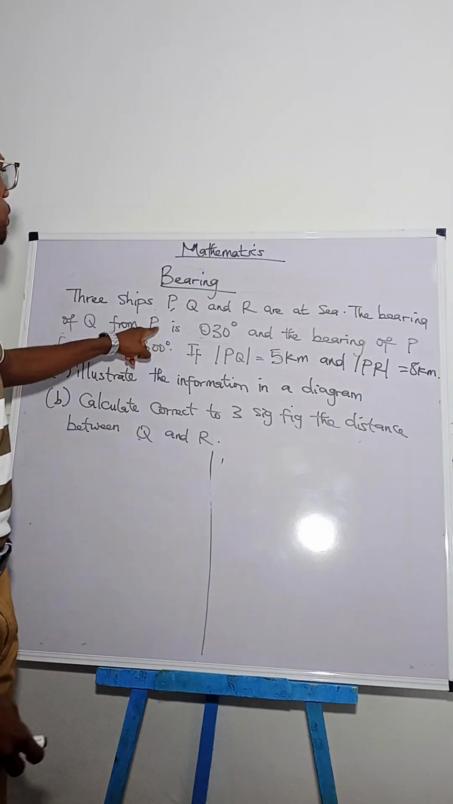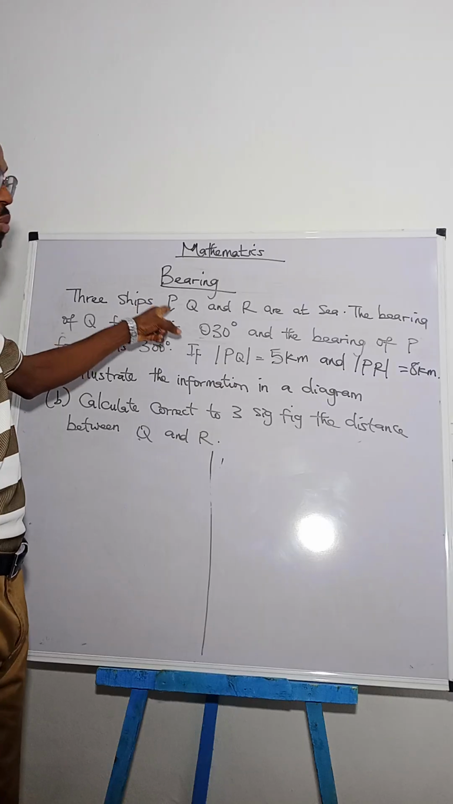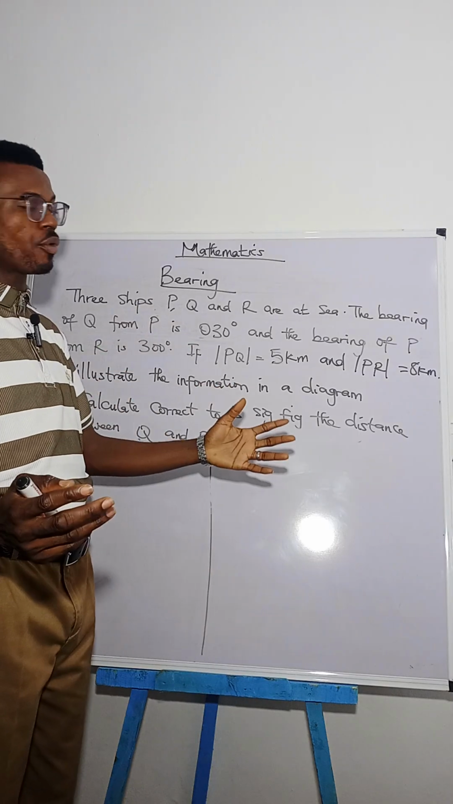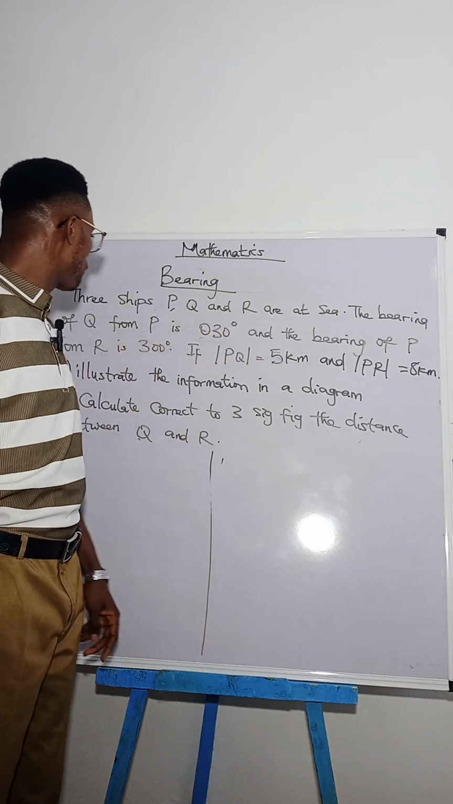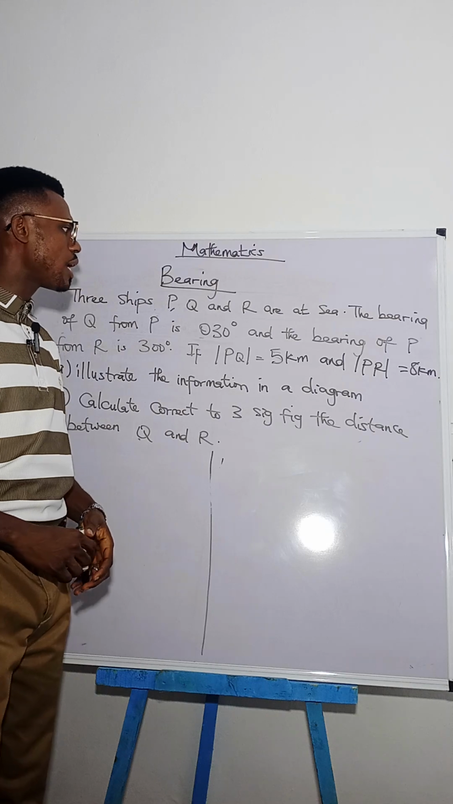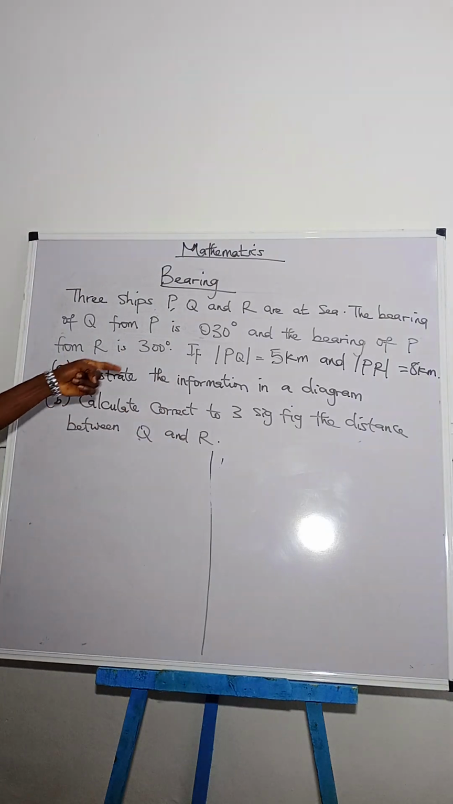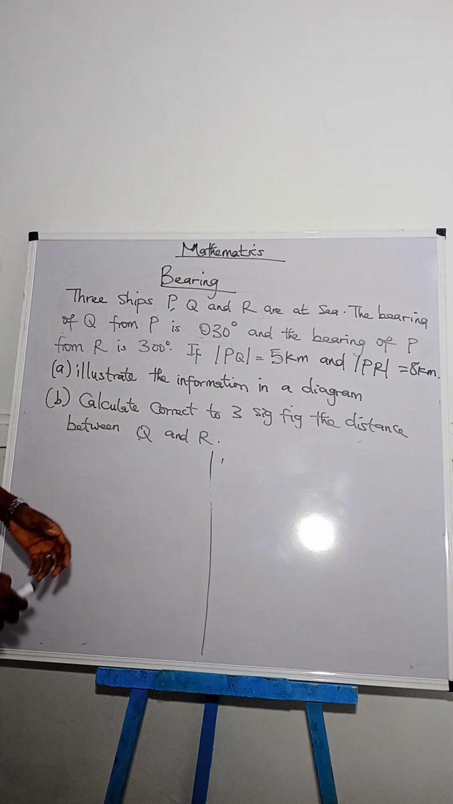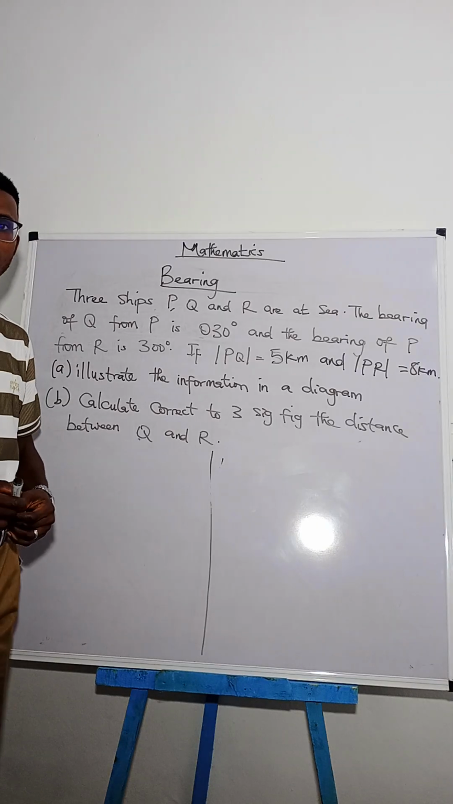Now let's look at this. It says three ships P, Q, and R are at sea. That means we're going to have 3 points, all right? The bearing of Q from P is 30 degrees and the bearing of P from R is 300 degrees. If side PQ is 5 kilometers and side PR is 8 kilometers. Question A says illustrate the information in the diagram. Question B says calculate, correct to three significant figures, the distance between Q and R.